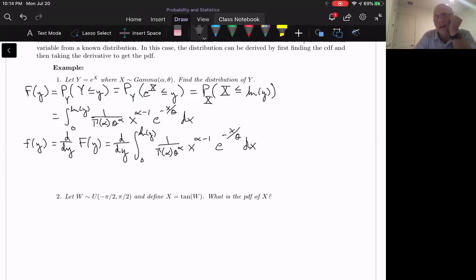And back in Calc 1 or 2, I'm not sure where it would have come up for you, you should have learned a trick for when you take the derivative of an integral. Does anyone remember what you do? I'll give you a hint. It's the fundamental theorem of calculus. Is it ringing any bells?